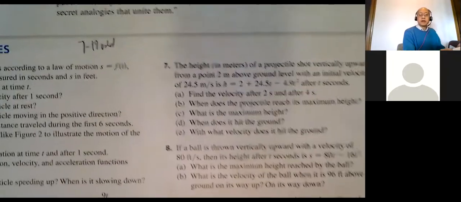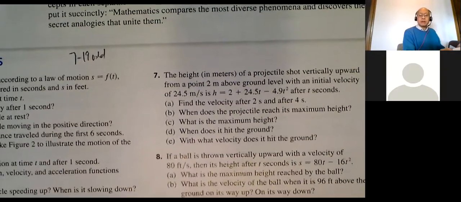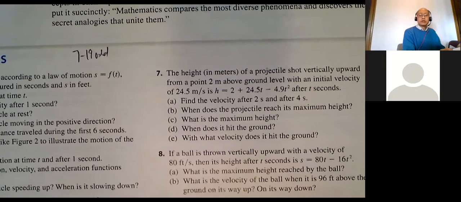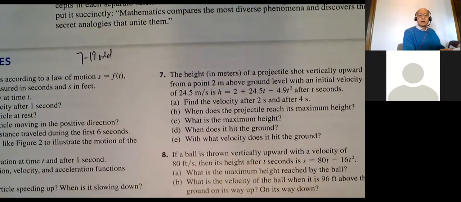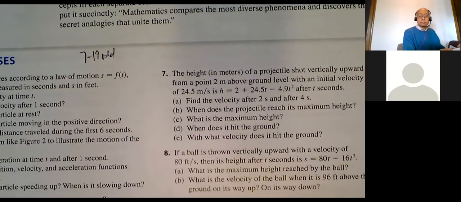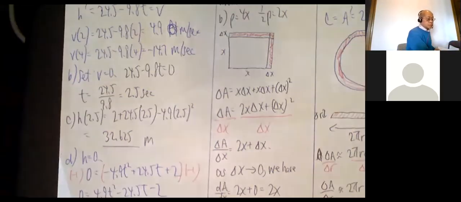All right, D. 7D, hit the ground. What's true when it hits the ground? The height is 0. So I set the height equal to 0.